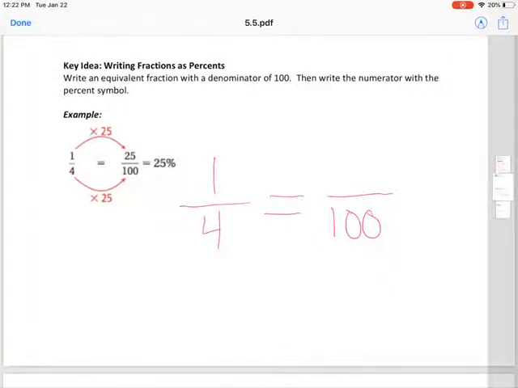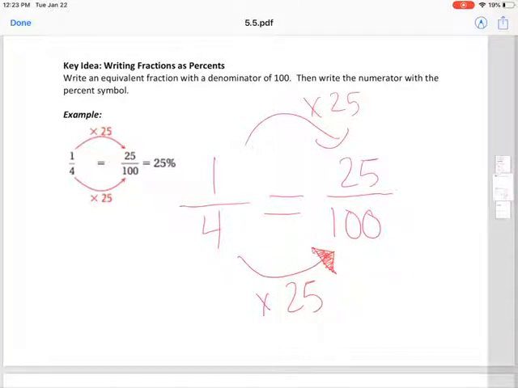And so now, just like we did with ratios, we can figure out what our missing numerator is by thinking about how did we get from 4 to 100? What do you have to multiply by to get from 4 to 100? In this case, we're multiplying by 25. And just like with ratios, whatever you do at the bottom, you have to do the top. So 1 times 25 is 25. And 25 over 100 in percent form is just 25%. So all this is saying is that 1/4 is equal to 25%.